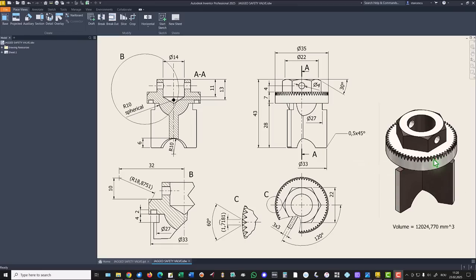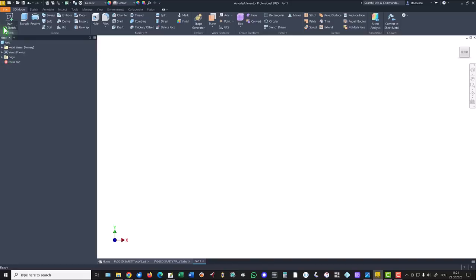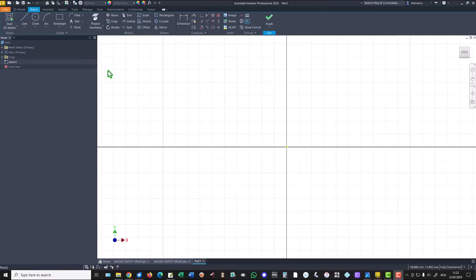We start by creating this revolved part with some dimensions here. New, standard millimeters IPT, new sketch, XY plane, and we draw a vertical line to be an axis. Dimension is 28 plus 7.